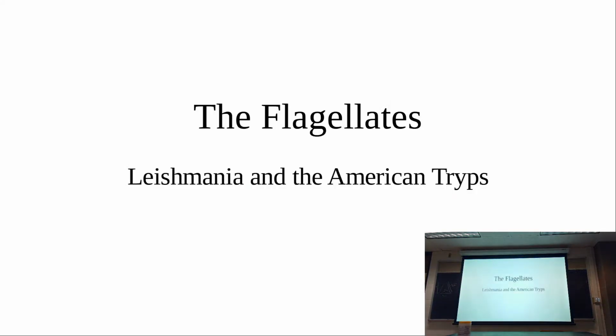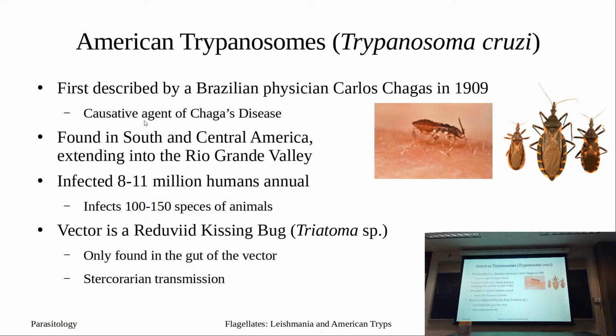All right. So that's the African trypanosomes. Let's talk about the American trypanosomes. All right, so we're going to do the American trypanosomes and then talk about leishmania, which is also kinetoplastid. What they are. All right, American trypanosomes. There's one species that we're going to talk about. It's Trypanosoma cruzi.